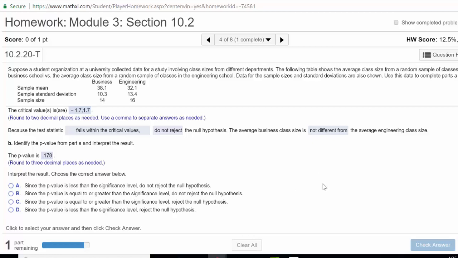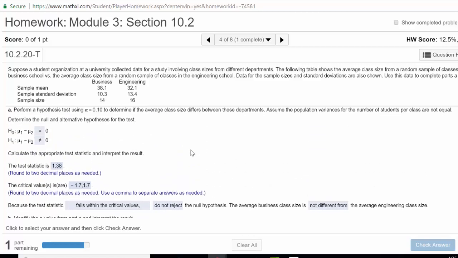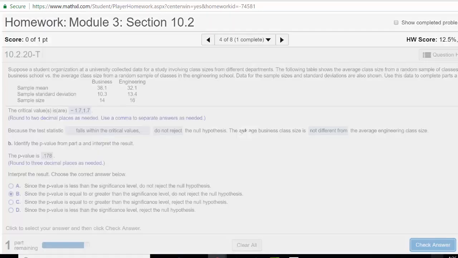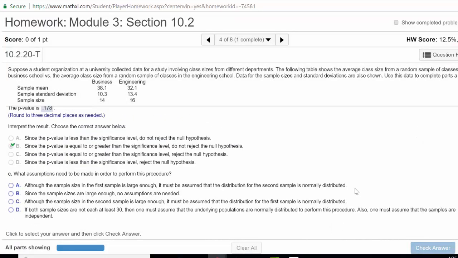And now let's make sure I don't make the mistake that I've made before. Since the p-value is bigger than the alpha level, which is 0.10, we do not reject it. Since the p-value is equal to or greater than the significance level, we do not reject the null hypothesis. Notice that this should match this one right here. Whatever method you're using, the conclusion should still be the same, right? Let's check the answer. Good to go.